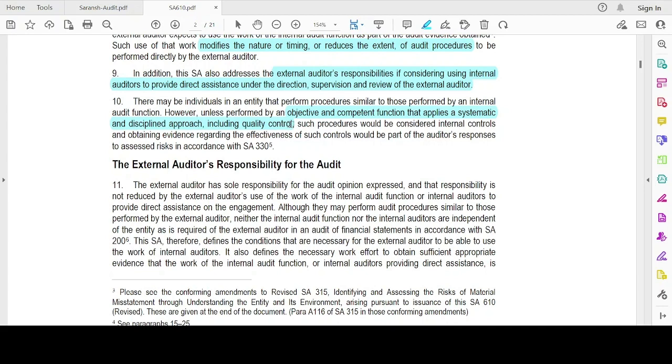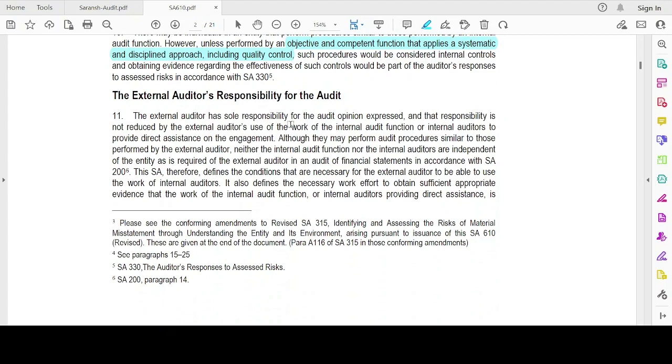See, there could be some departments which perform these procedures, but unless they have objectivity, are competent enough and follow a systematic and disciplined approach, they cannot be classified as an internal audit function, because the internal audit function is a function to review and assess the design and effectiveness of the controls, right? They may do that, but they don't have a proper objective nature, right? That's why they will not be called an internal audit function, but those which have the competency, are objective, and follow a systematic and disciplined approach will form part of the internal audit function.